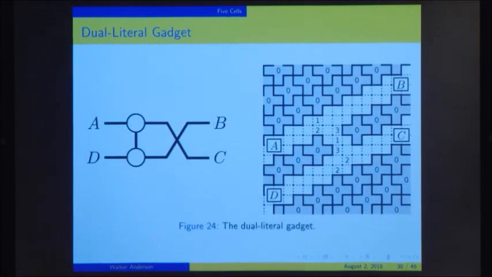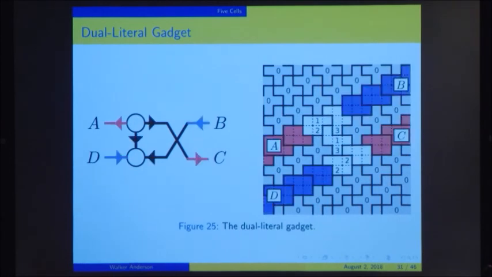After that is the dual literal gadget. This gadget represents 2 literal nodes next to each other. A reminder that in a literal node, all of the edges have to point in the same direction. So this is one possible solution to the dual literal node in the 1-in-3 Go problem, and then the corresponding gadget. Here, red shows that a wire is pointing away from the gadget, and blue shows that it's pointing towards.